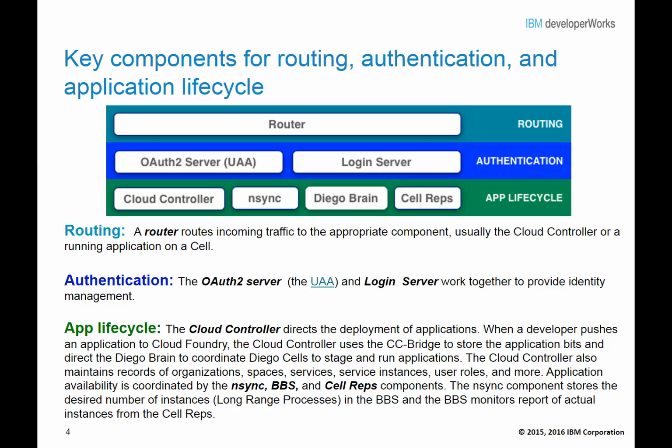The first layer we'll focus on is the routing, authentication, and application lifecycle layers. In the routing layer, there's a component called the router. The router handles incoming requests to CloudFoundry and directs these requests either to the cloud controller for managing the environment or directs the requests to application instances running on cells.